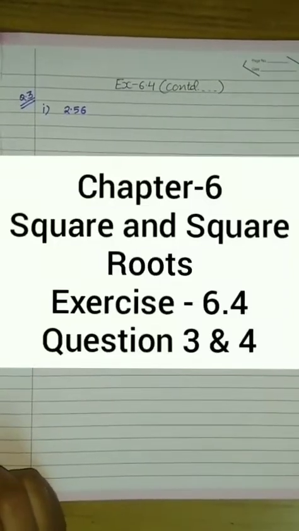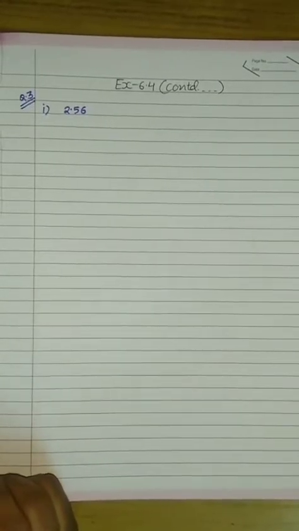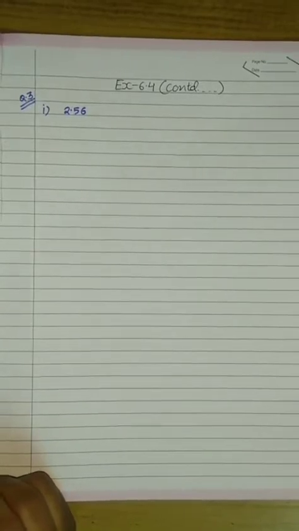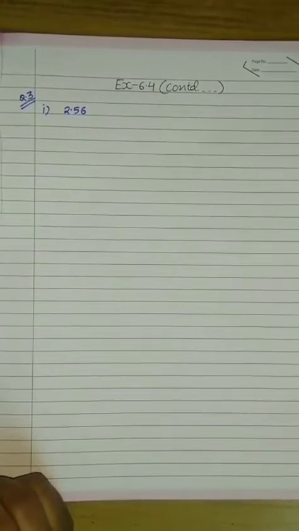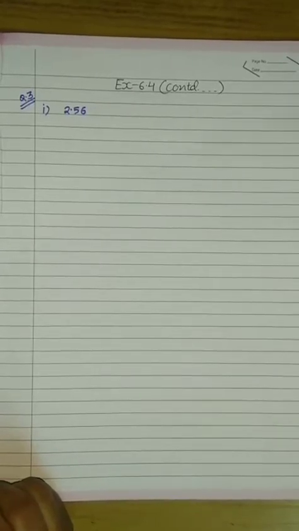Dear students, today I am going to start from question number 3 of exercise 6.4. In question number 3, we have to find the square root of decimal numbers. We will follow the same procedure as we follow in finding the square root of any number by the division method.